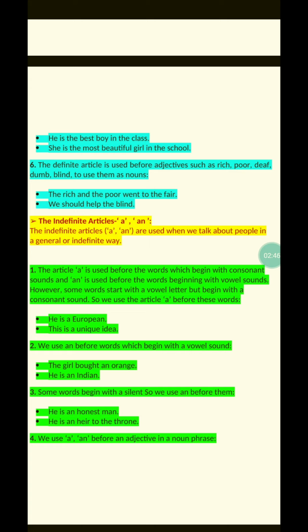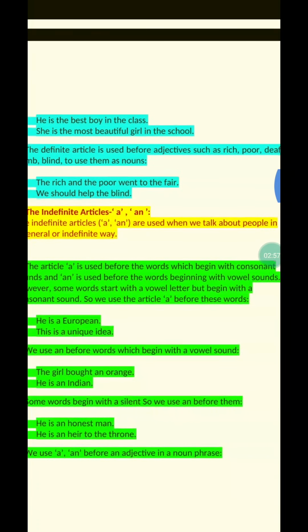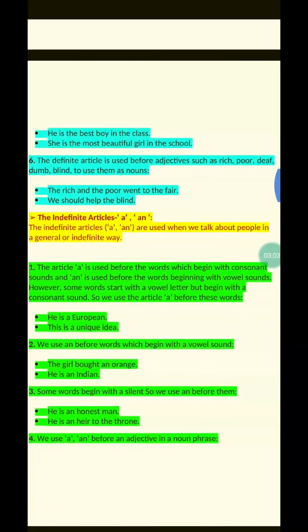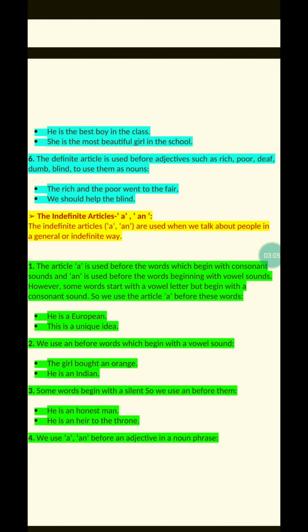Sixth point, the definite article is used before adjectives such as rich, poor, deaf, dumb, blind when we use them as nouns. Children, you can see here, the rich and the poor went to the fair. So children, we have used the words rich and poor as nouns.